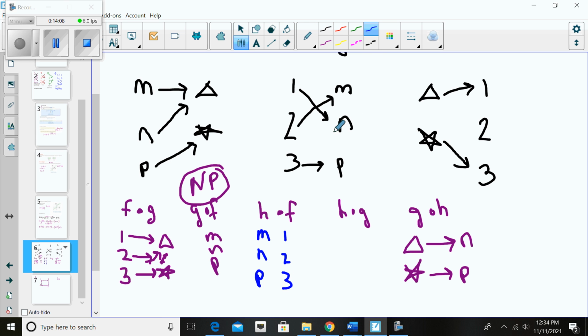Okay, so for this one, M goes to triangle, triangle goes to 1. N goes to triangle, triangle goes to 1. P goes to star, star goes to 3. And then this one's not possible. All right, so one more example, and then we will call it a day.